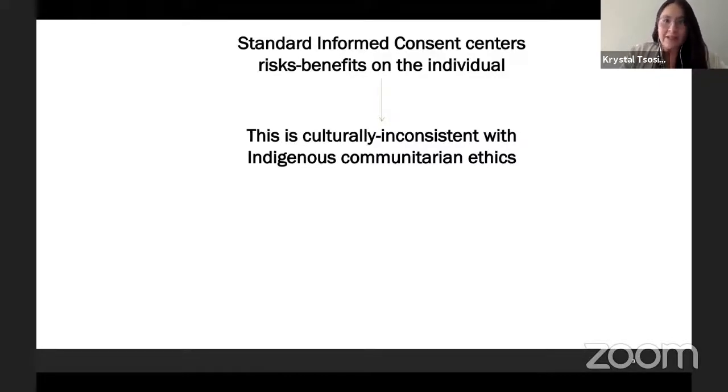Furthermore, this centering on the individual is culturally inconsistent with Indigenous communitarian or group ethics. We have, since well before colonists arrived, self-governed as separate and autonomous Indigenous nations for time immemorial. This right to self-govern has been upheld by treaty law starting in 1778 and also reaffirmed recently in the Supreme Court.